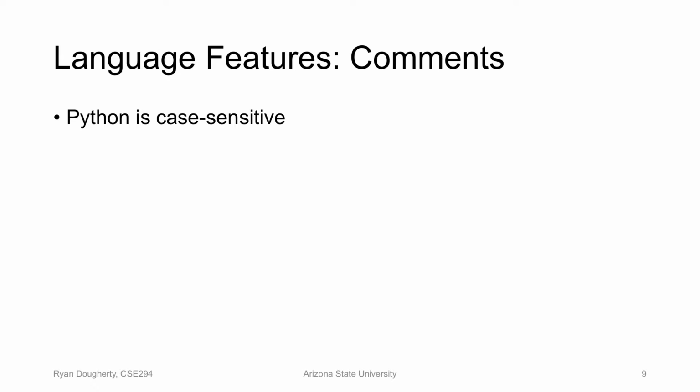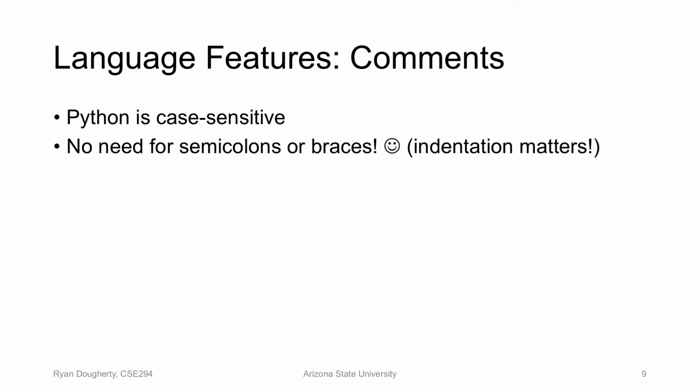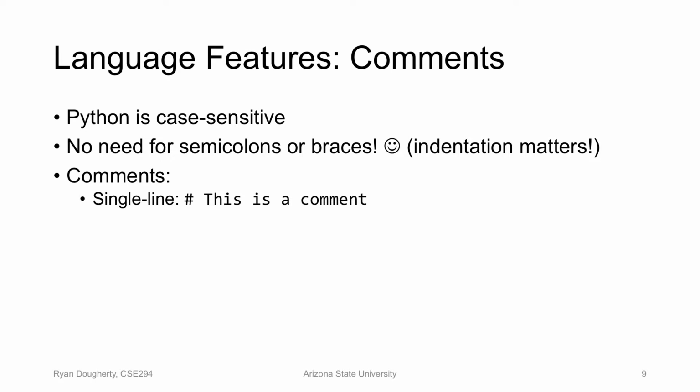Okay, so comments. You probably have seen it already. Python is case sensitive, just like most other programming languages. Variables are case sensitive, functions are case sensitive, all that stuff. No semicolons or braces. That's one of the joys of Python, but obviously indentation matters. So comments start with a pound sign. So instead of 2 backslashes, it's just a pound sign. Okay? And then a multi-line comment is with 3 double quotes. So that's the way to have a multi-line comment.